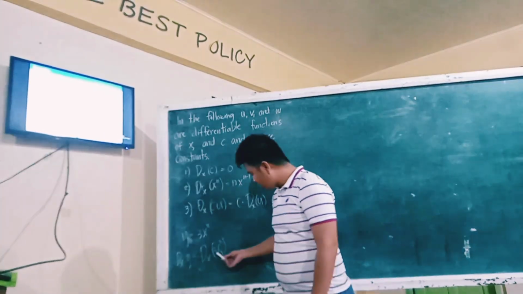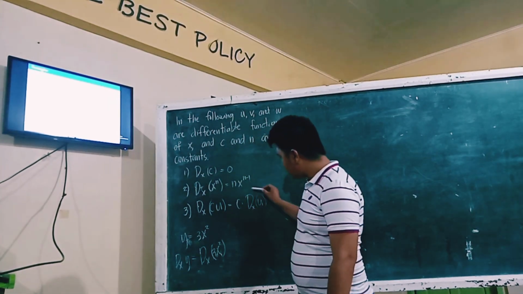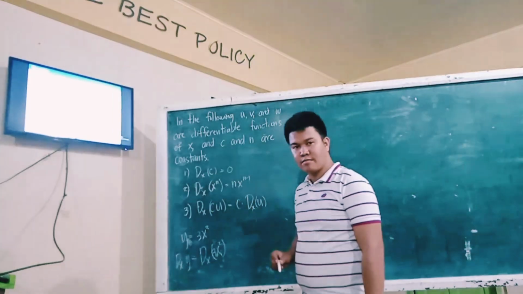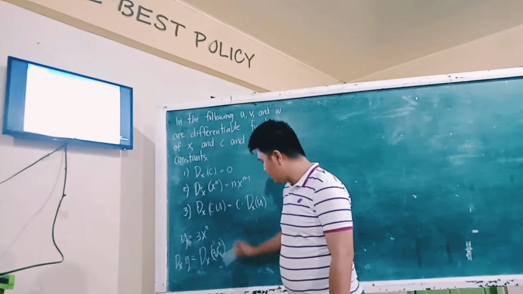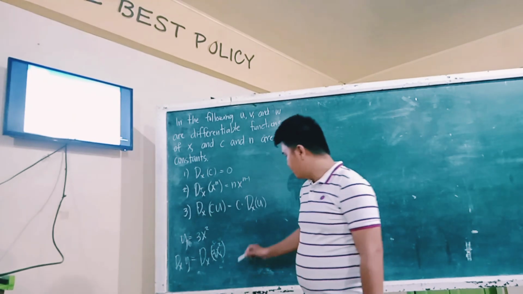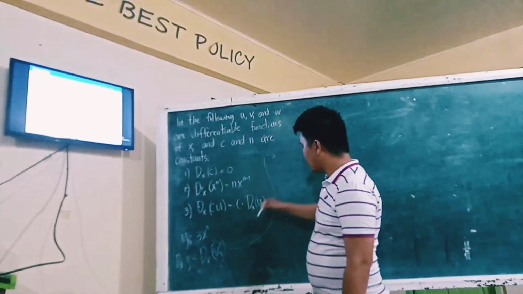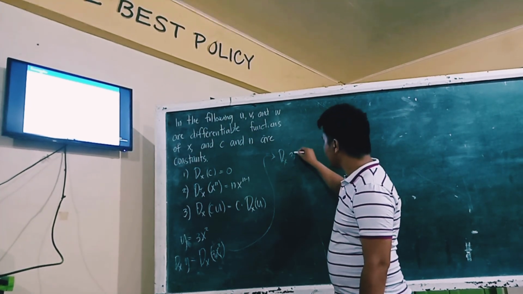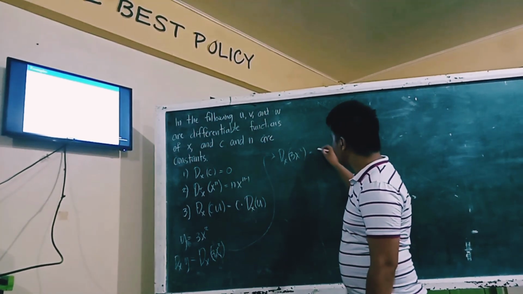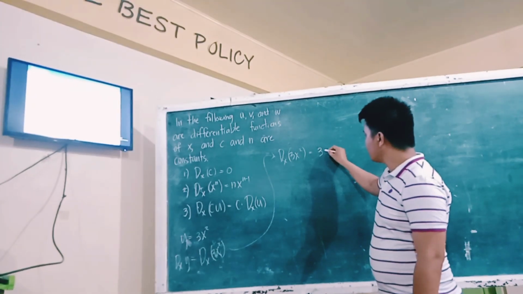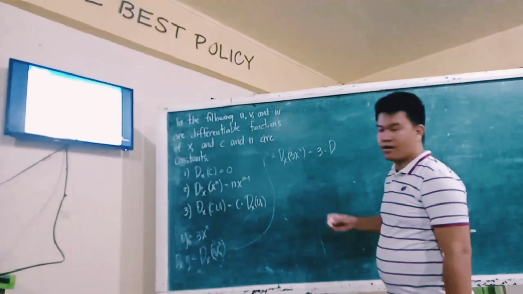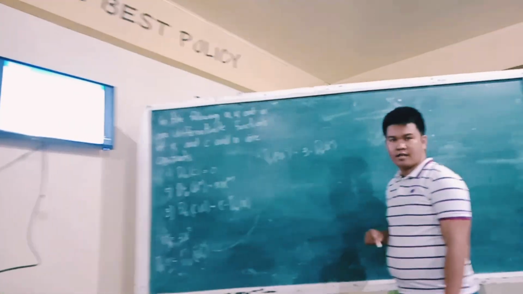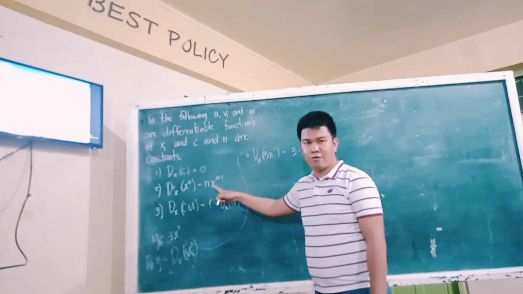So far, as you can observe, in this pattern here, we can consider 3 as our constant and u as the x squared. So, we're going to apply this formula now. We have the derivative of 3x squared is just equal to 3 times the derivative of x squared with respect to x. And we will now apply the second formula in this part.